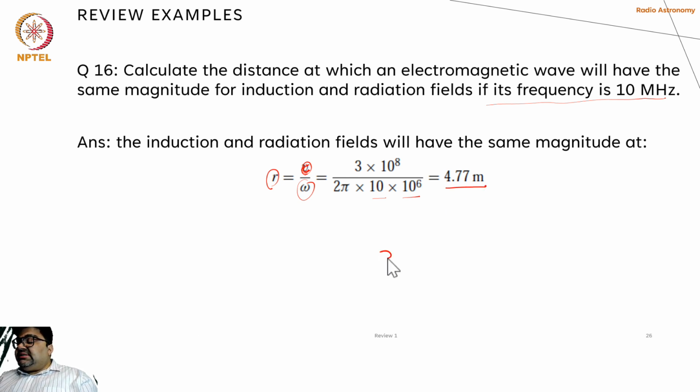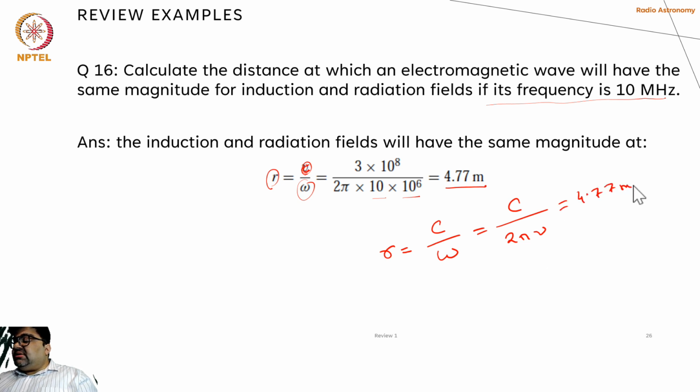So R is the distance which is given by C over omega, C over 2 pi nu. Nu is 10 megahertz, C we know, so if you put the values you get finally 4.77 meters. That's the answer.